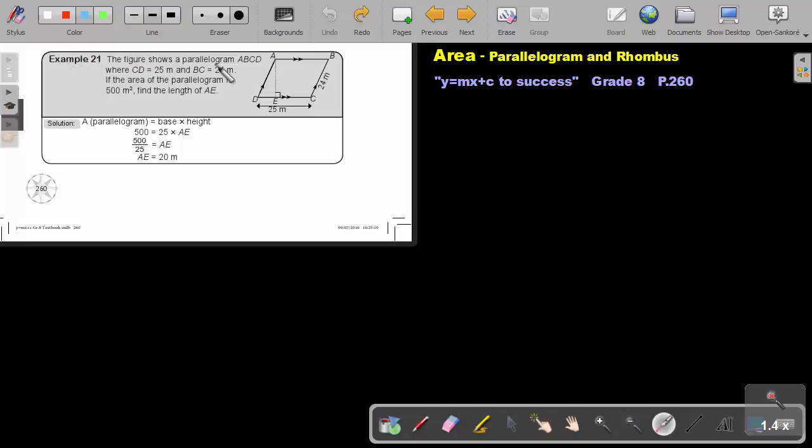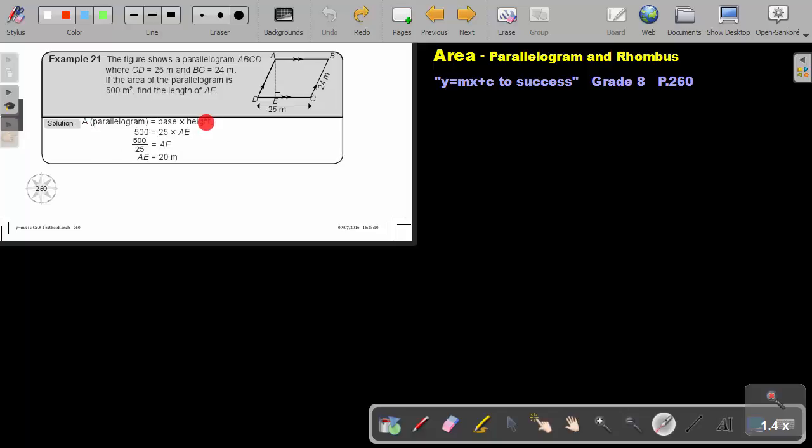The figure shows a parallelogram ABCD, where CD is 25 and BC is 24. If the area of the parallelogram is 500 square meters, find the length of AE. So now I'm giving you the area and you must find a specific distance. Do exactly the same as in the previous ones.